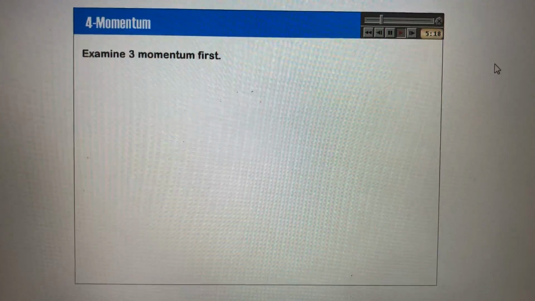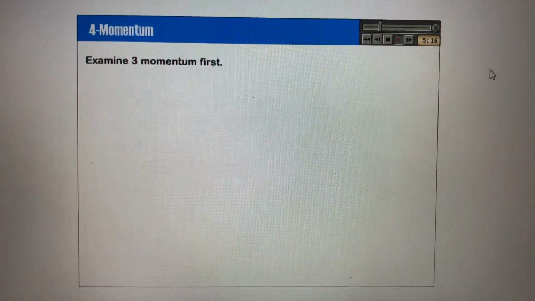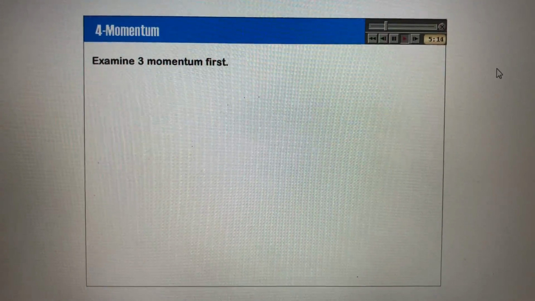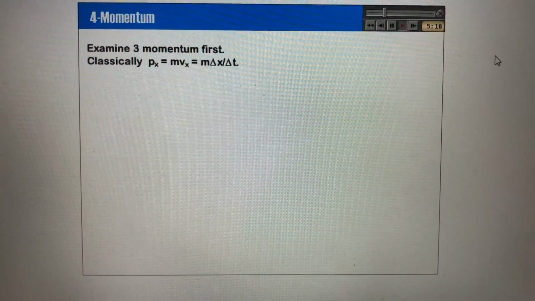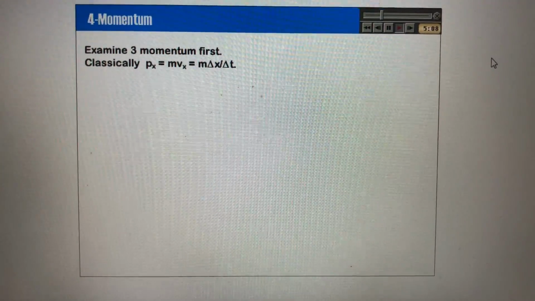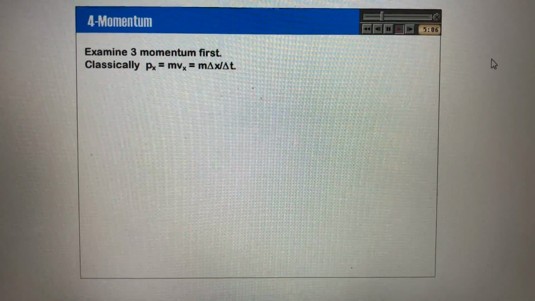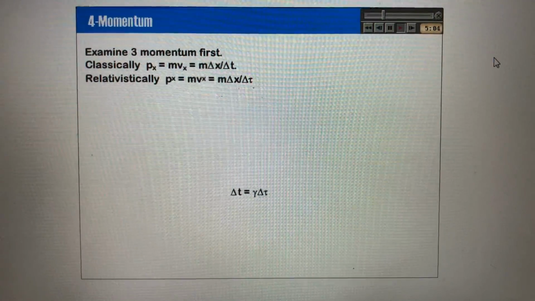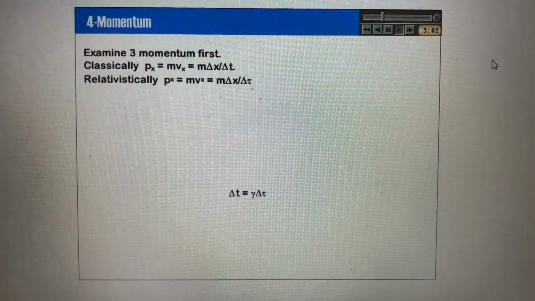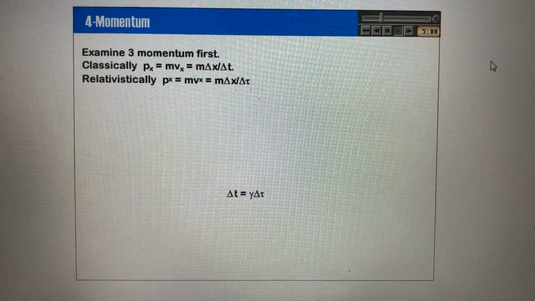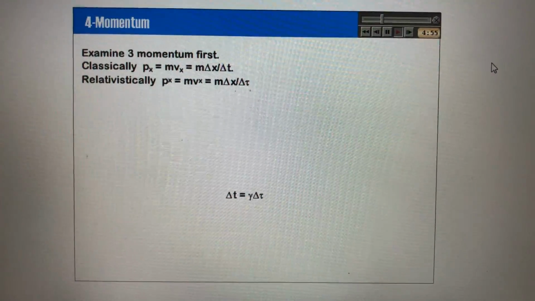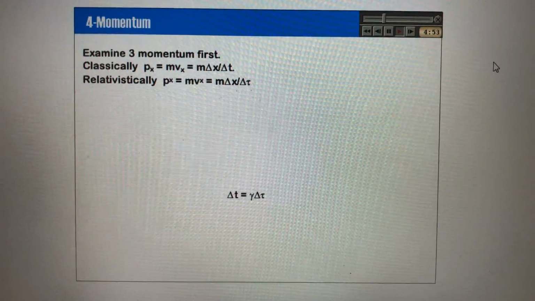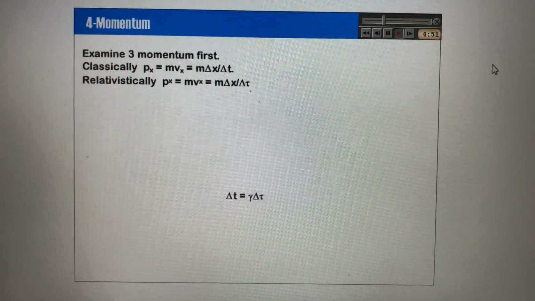So first, let's examine the 3-momentum, the classical momentum that you're familiar with from the first quarter of this course. Classically, we have p_x equal to m v_x, the velocity in the x direction, which is just mass times delta x over delta t. Now relativistically, we have that p_x, denoting it this way, is equal to m v_x, the x component of the 4-velocity, which is different now, and that's equal to m delta x over delta tau, the proper time. Okay, so that's the difference.